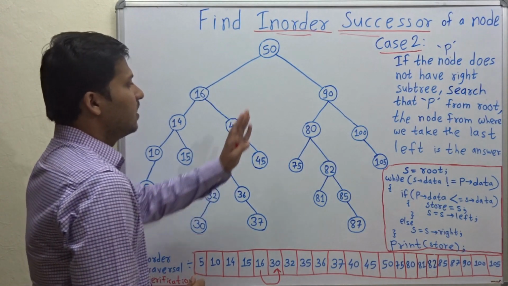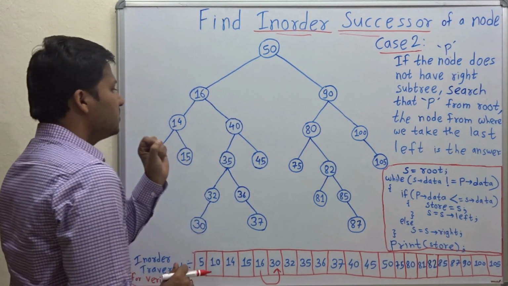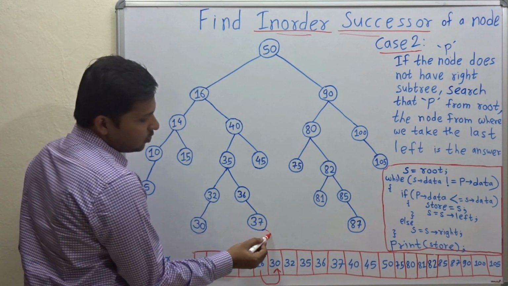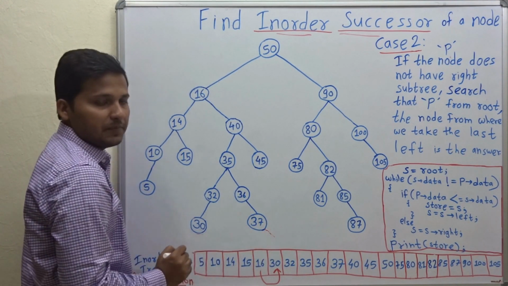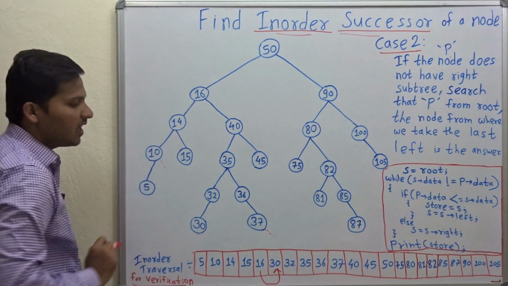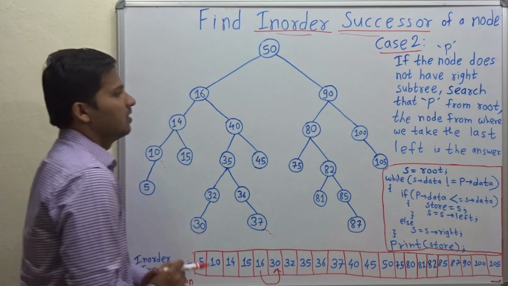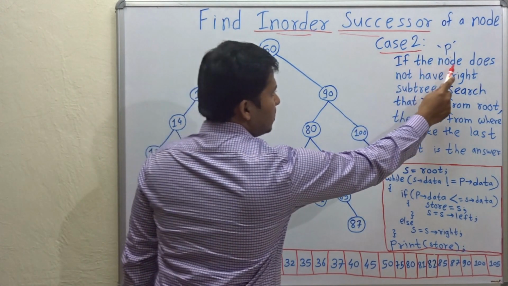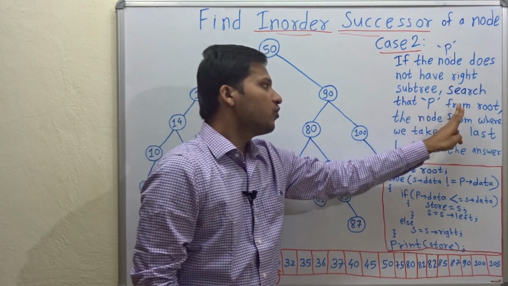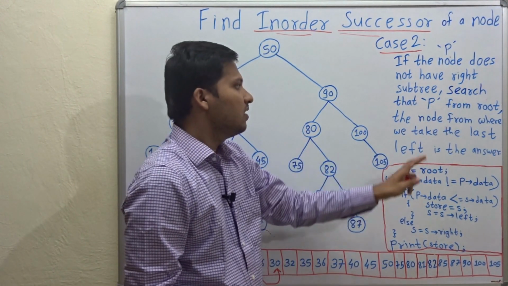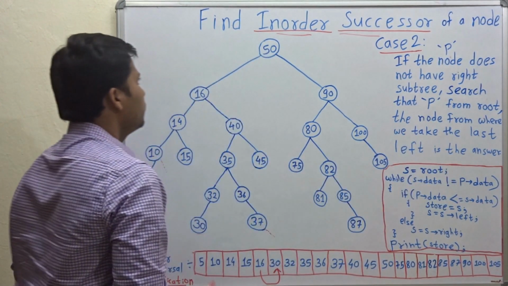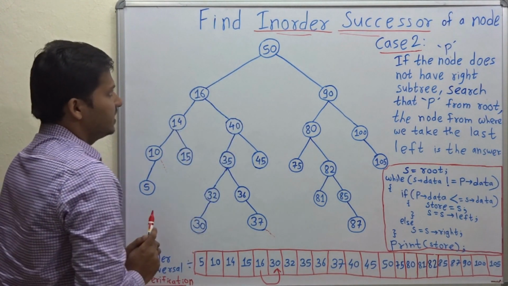See, the second case is if that node does not have the right subtree. Means, for example, the node 37, or the node 15 or node 10. This node does not have the right subtree. So it is written here, if the node does not have the right subtree, then search that node P from root, and while searching, the node from where we take the last left is the answer. So I will tell you what is the procedure. I will explain that sentence.